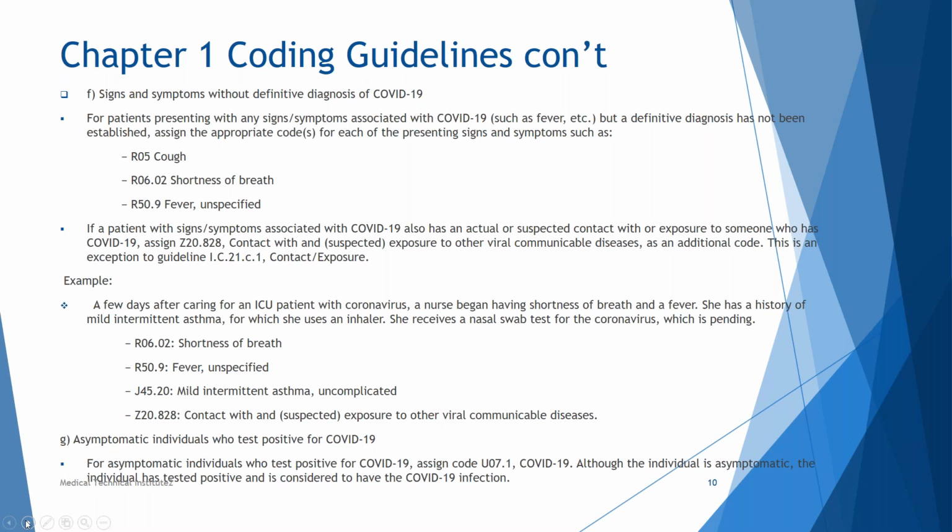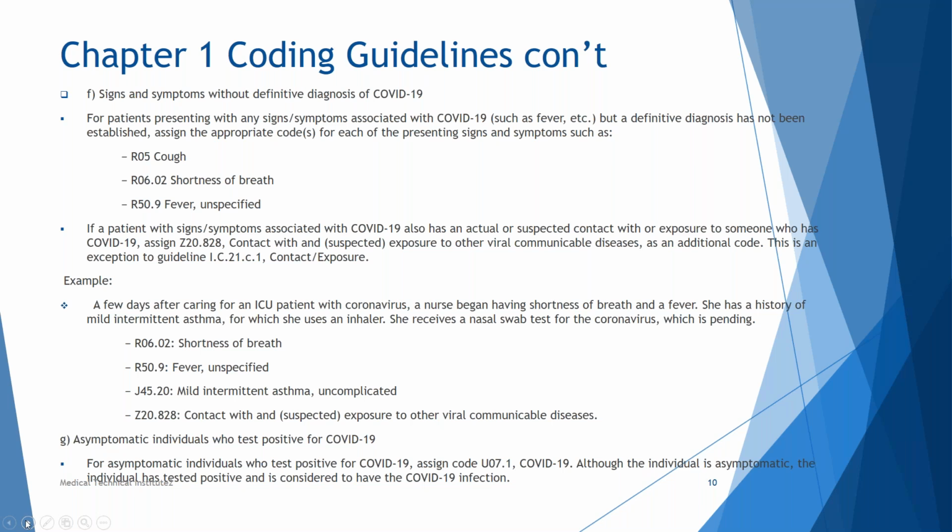Now, if a patient with signs and symptoms associated with COVID-19 also has an actual or suspected contact with or exposure to someone who has COVID-19, once again, use Z20.828, contact with and suspected exposure to other viral communicable diseases, as an additional code. Additional, okay? And you will find this in guideline section I.C.21.c.1, contact and exposure.